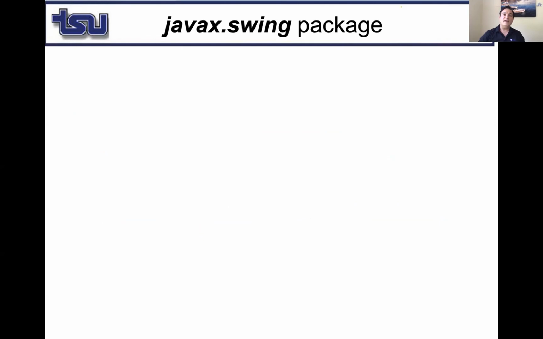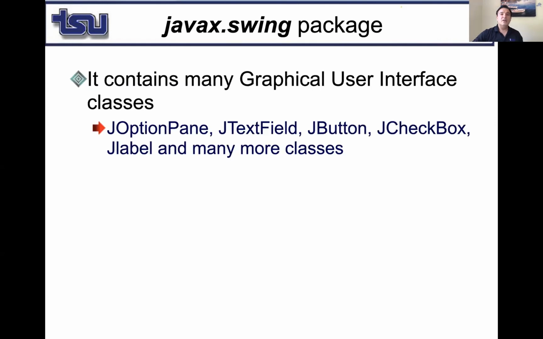Another package, javax.swing. By the way, the java.lang package starts with java. That means that's a core package. However, the javax.swing package starts with javax. Therefore, that's an extension package. That means it was developed a little later. The javax.swing package contains many graphical user interface classes.